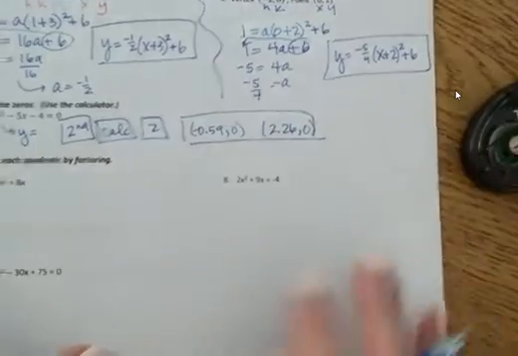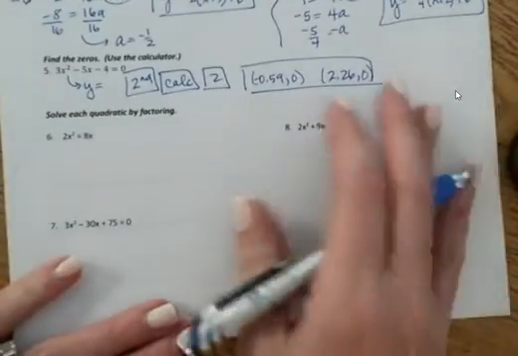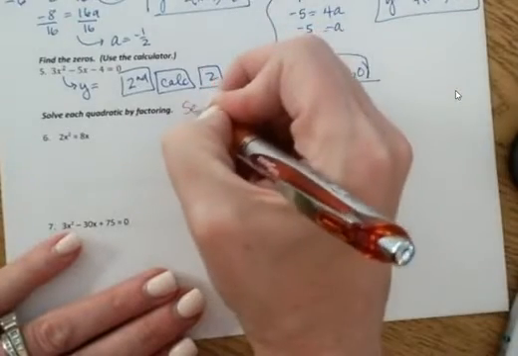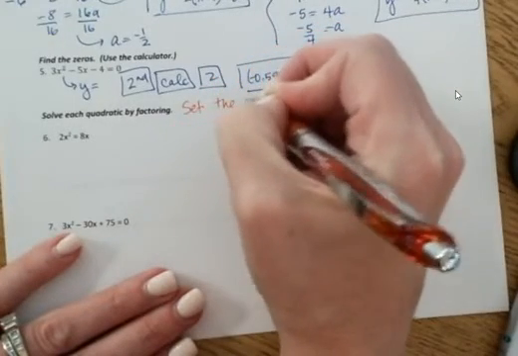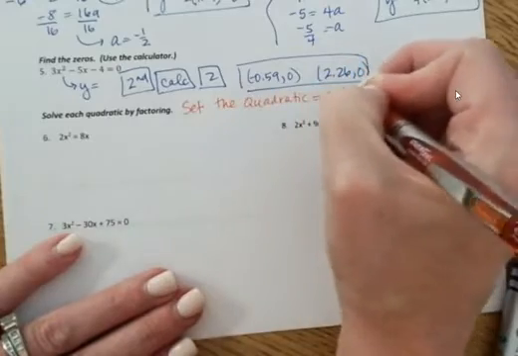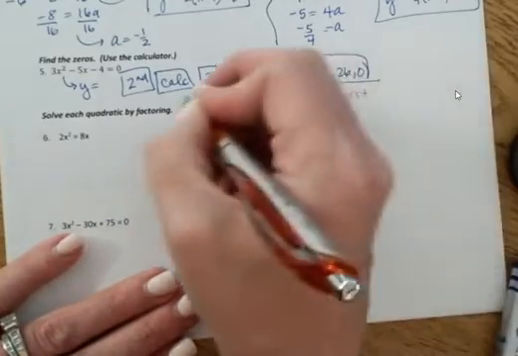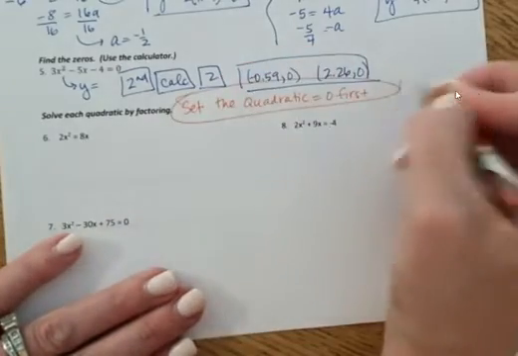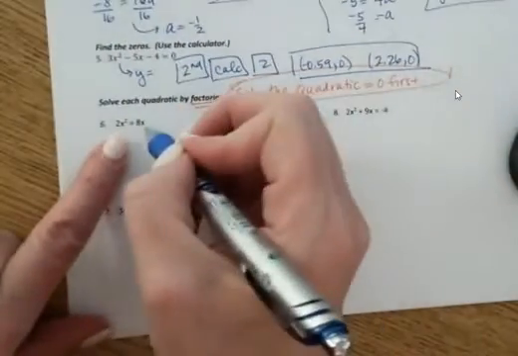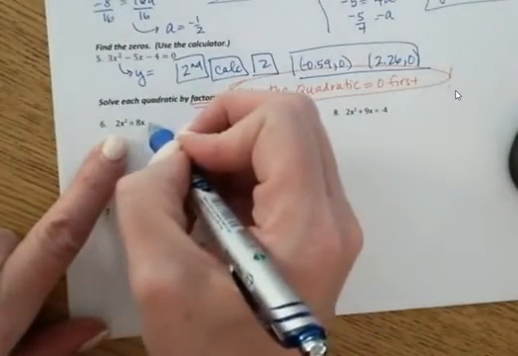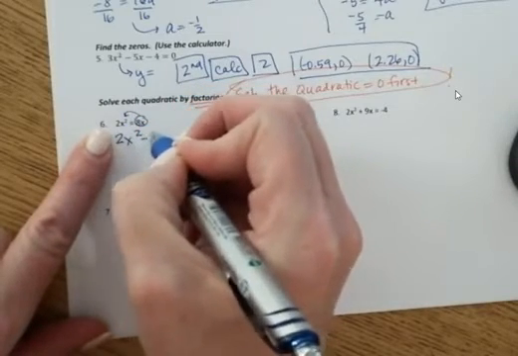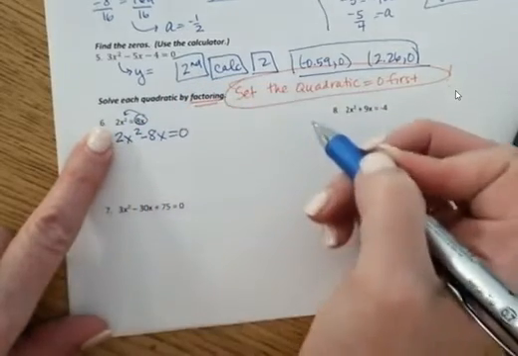Solve each quadratic by factoring. So this is just factoring stuff. If you remember, we want to start this by setting the quadratic equal to 0 first. Okay? That's the first thing you want to do on these, because we're going to be factoring. So notice, I need to move some things over for this to be equal to 0. So I'm going to move this over here. So I'm going to get 2x squared minus 8x equal to 0.